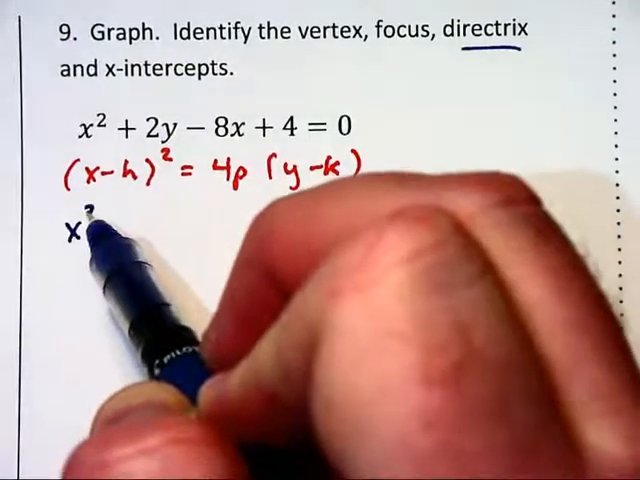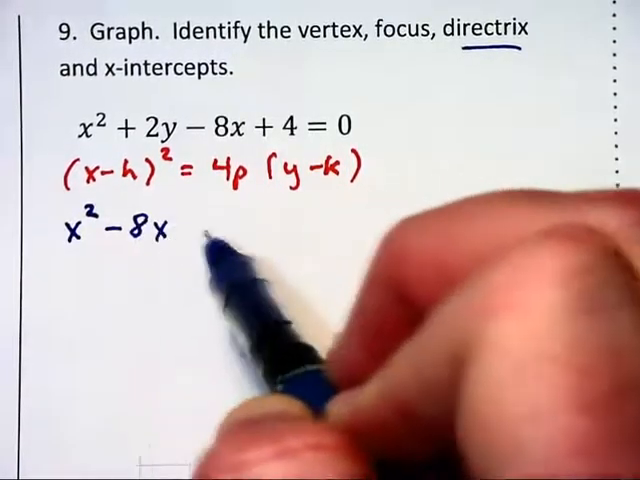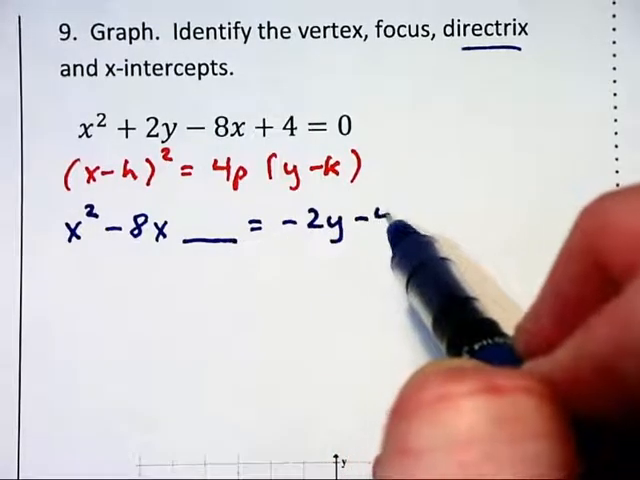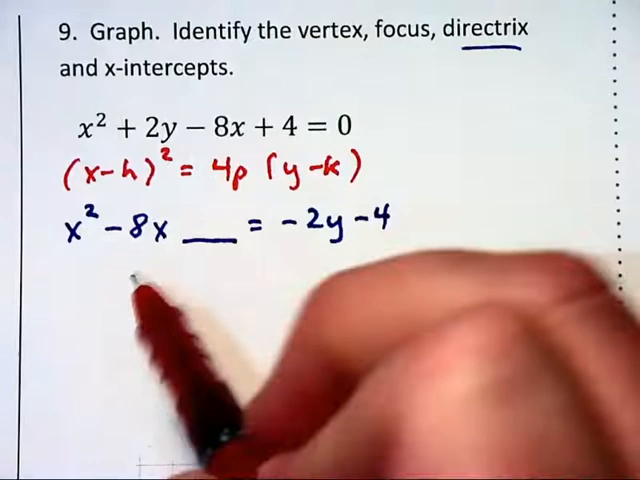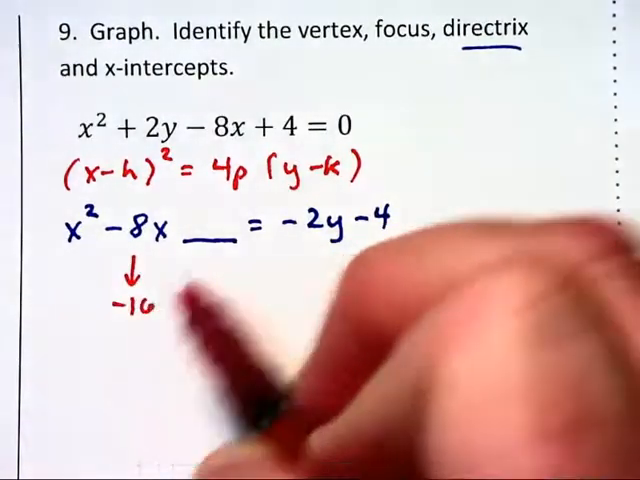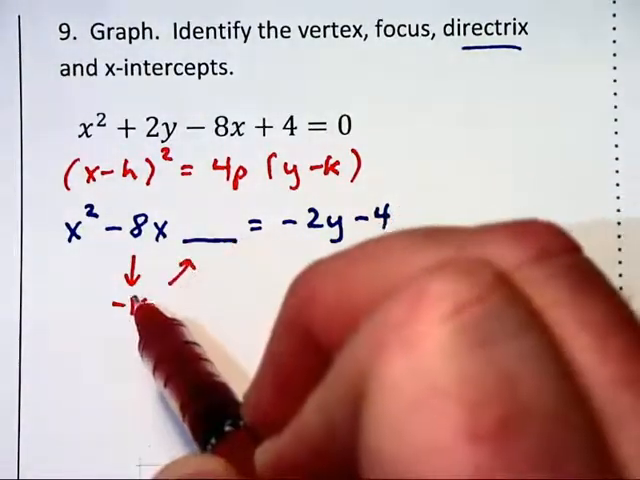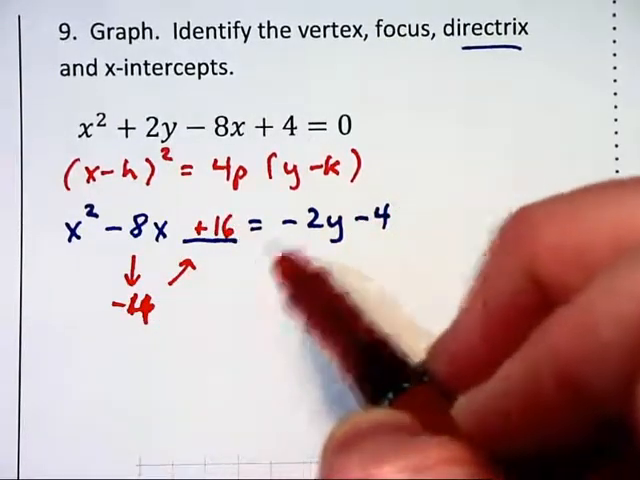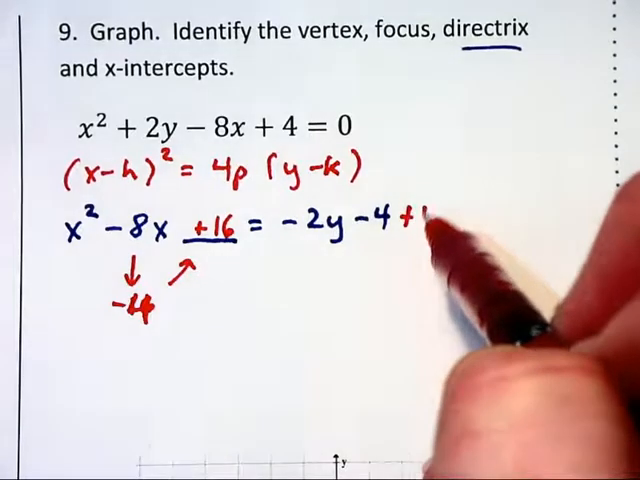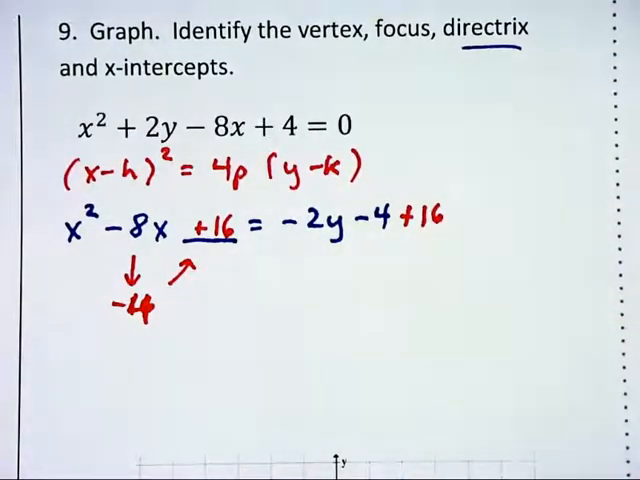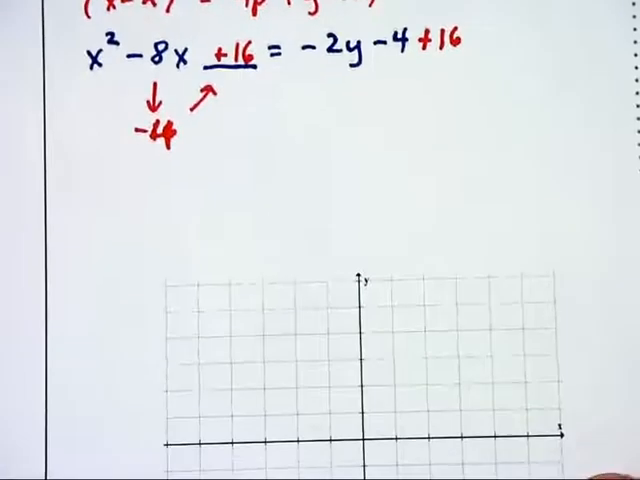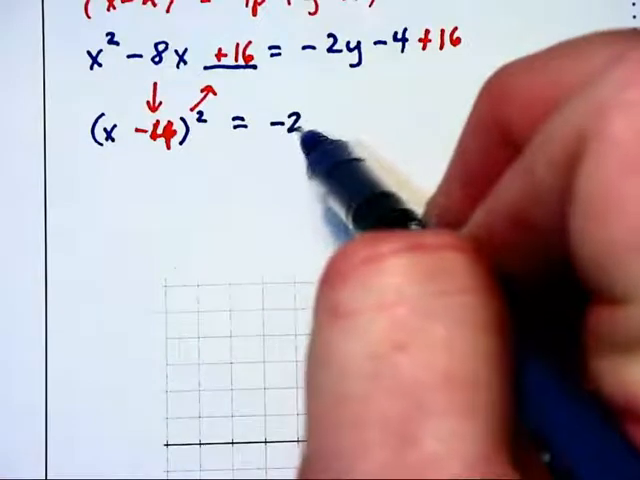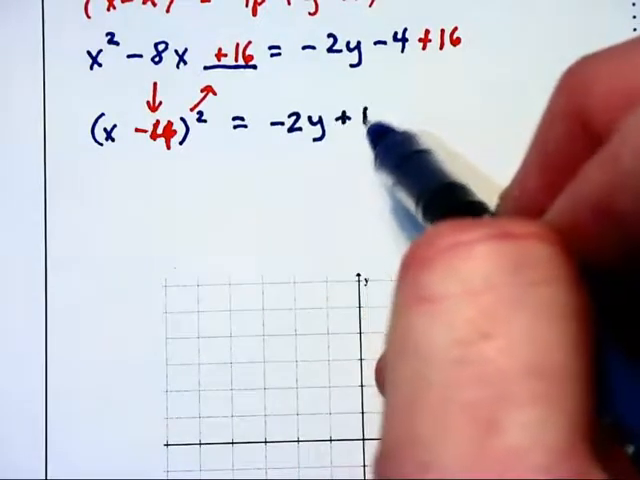Left side, x squared minus 8x, leave a blank to complete the square, equals negative 2y minus 4. We will cut the negative 8 in half to a negative 4 and square that to a positive 16. Adding 16 to the left means we need to add 16 to the right hand side of the equation also. Completing the square, we now have (x minus 4) quantity squared equals negative 2y plus 12.